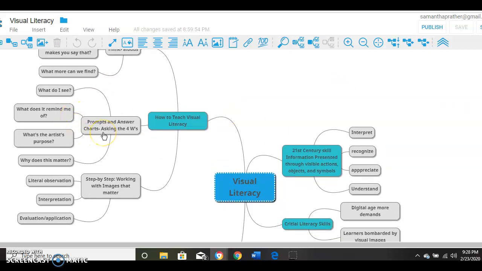Another way is a prompt chart, asking the 4 W's. What do I see? What does it remind me of? What's the artist's purpose? And why does this matter?